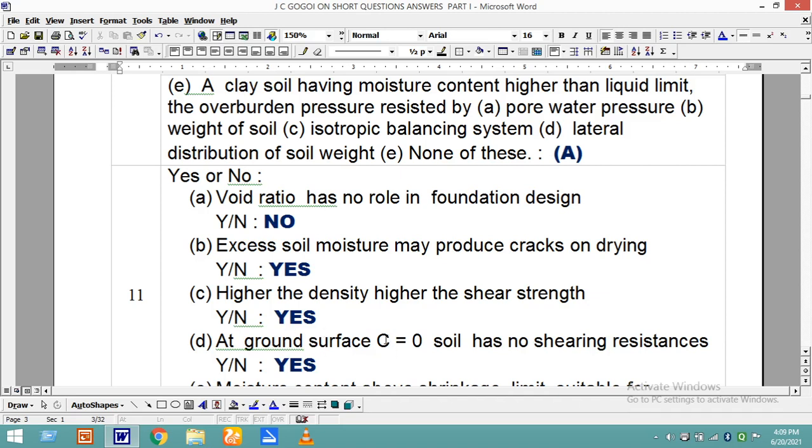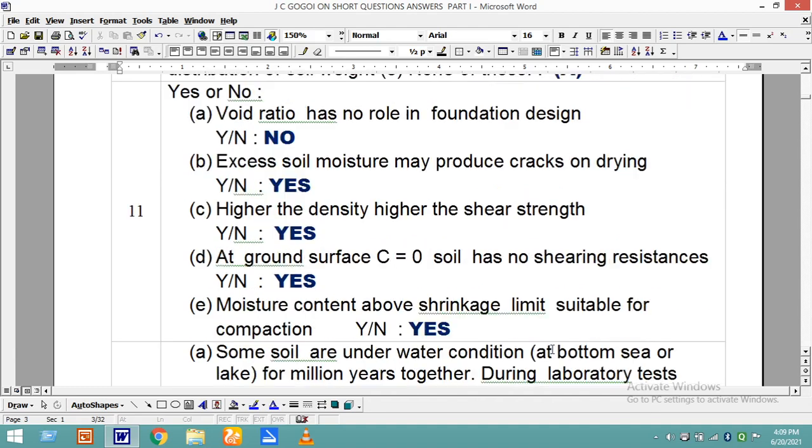When C is 0 and whatever phi may be, overburden is 0. So 0 overburden multiplied by frictional angle shall not give any value other than 0. Has no shearing resistance. C plus sigma n tan phi: there is 0 plus 0 into tan phi, so ultimately it will be 0. So it is correct. Yes, at ground surface when C is equal to 0, the soil has no shearing resistance.